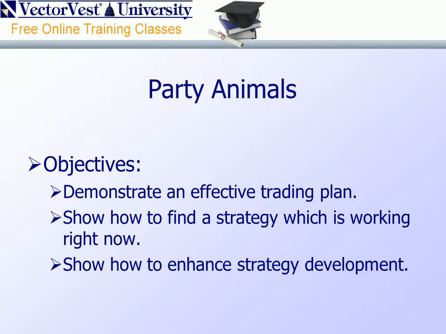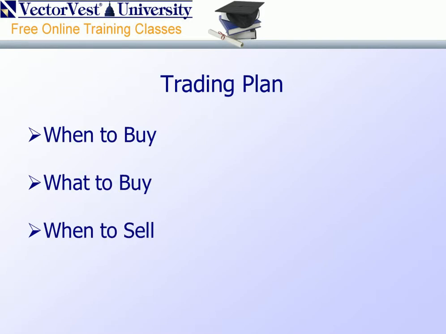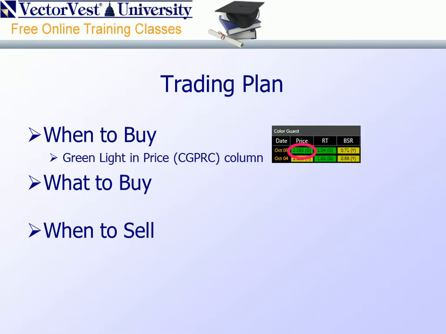All right, well, let's begin by taking a look at that trading plan. We've said many times that you only need to know three things to be successful in the stock market. You need to know when to buy, what to buy, and when to sell. The signal that we're going to use tonight to determine when to buy will be the green light in the price column. This is also called the green light buyer signal. That means when a green light appears in the price column of the color guard, that will tell us it's okay to buy. Can you use other timing signals? Sure, such as the green light buyer RT kicker. In a moment, we'll look at the performance differences in using different timing signals.